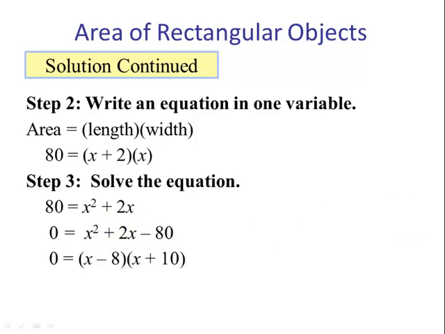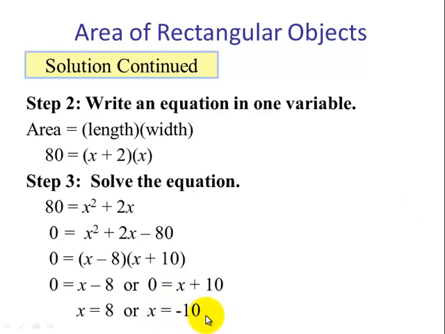Now, using the zero factor property, we take each of these binomials and set them equal to 0, and we have x is 8 or x is a negative 10. We cannot have a negative length or a negative width, so this solution doesn't make sense in terms of the problem. So this is our final answer: x is equal to 8.